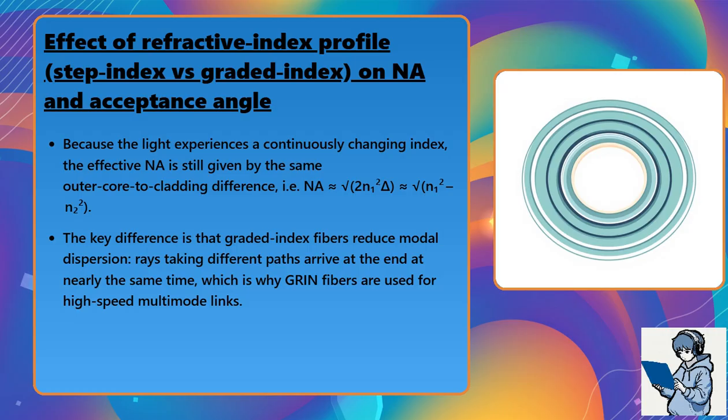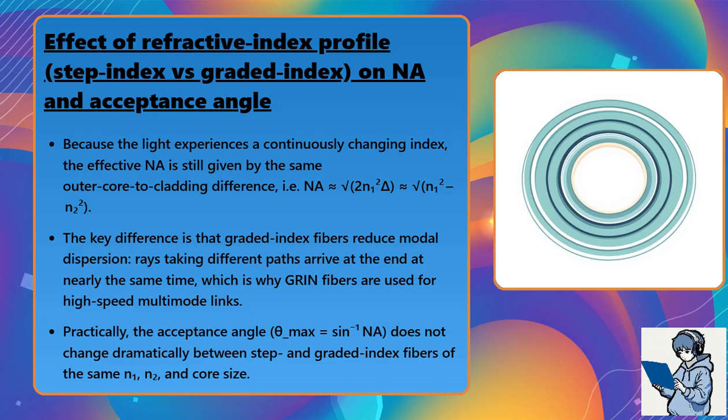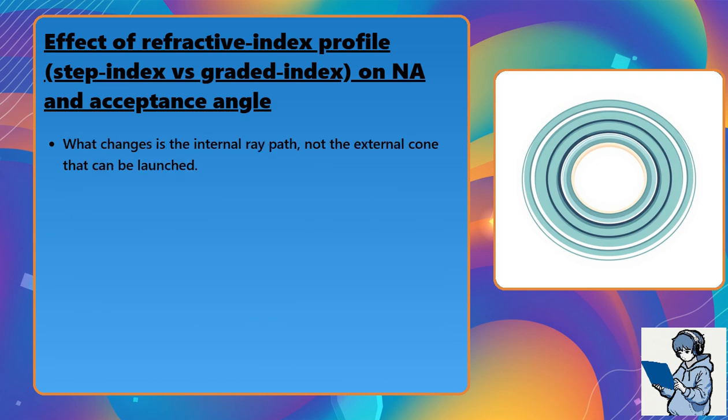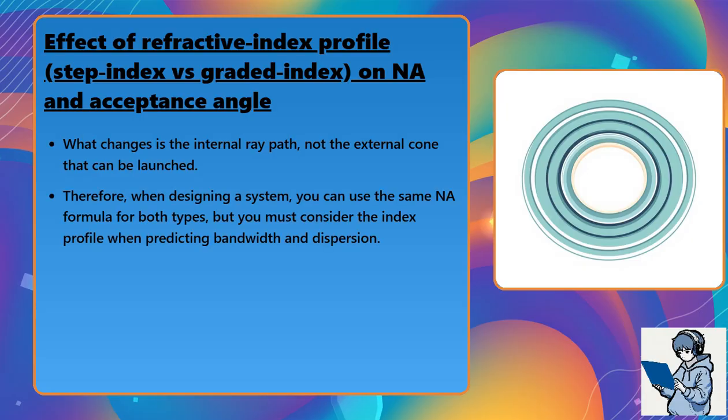Practically, the acceptance angle θ_max = arcsin(NA) does not change dramatically between step and graded index fibers of the same n₁, n₂, and core size. What changes is the internal ray path, not the external cone that can be launched. Therefore, when designing a system, you can use the same NA formula for both types, but you must consider the index profile when predicting bandwidth and dispersion.